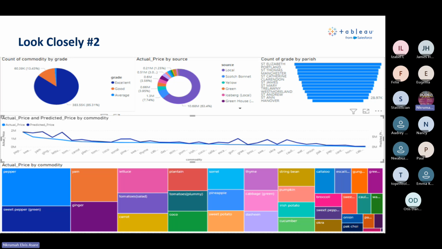Also, if we take a look at this second dashboard we have, can somebody suggest the issue with this dashboard? Anyone, you can unmute and speak. Anyone can unmute and speak. The question again: what do you notice about this dashboard in terms of its problem when it comes to color?